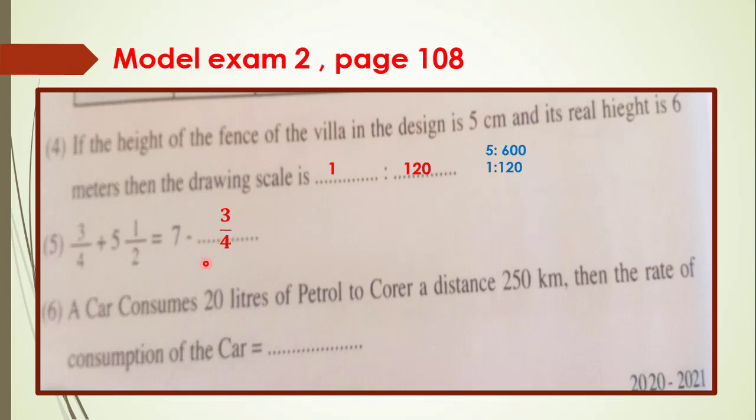Number 6, a car consumes 20 liters of petrol to cover a distance 250 kilometers. Then the rate of consumption, of course, will be 20 divided by 250. The result will be 0.08 liter per kilometer. Don't forget the unit, liter per kilometer. So each kilometer, this car consumes 0.08 liter.